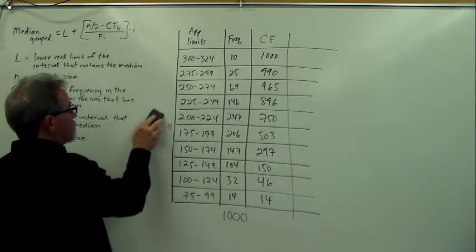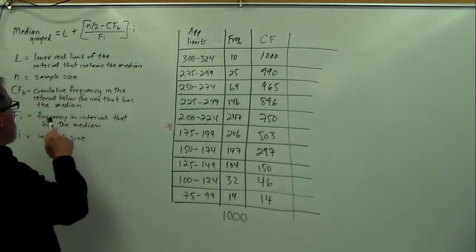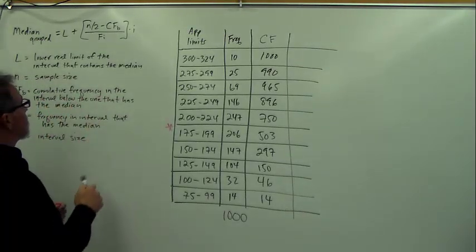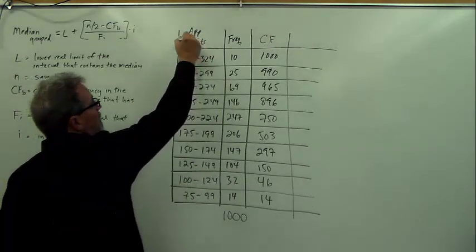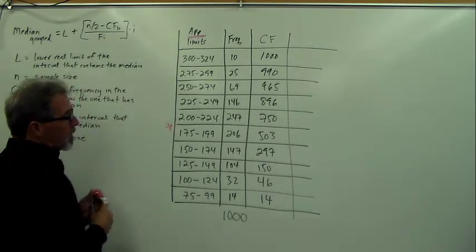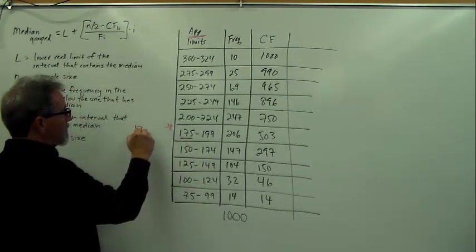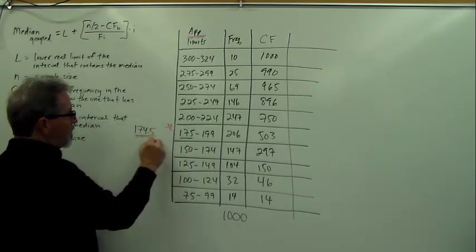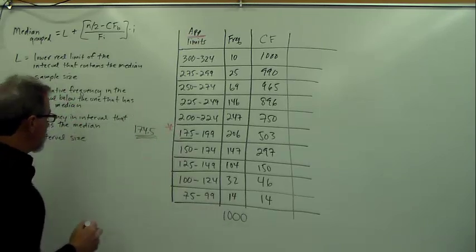So that's a start. So now we can figure out L. L is the lower real limit of the interval that contains the median. Be careful, these are apparent limits. We need the lower real limit. Remember what we do there? The lower real limit, we subtract 0.5. So 174.5 would be the lower real limit of the interval that contains the median.